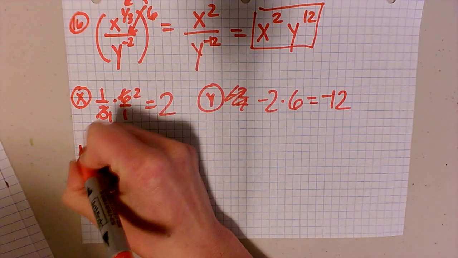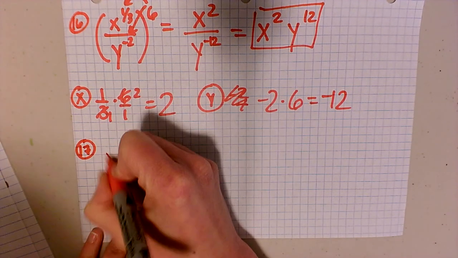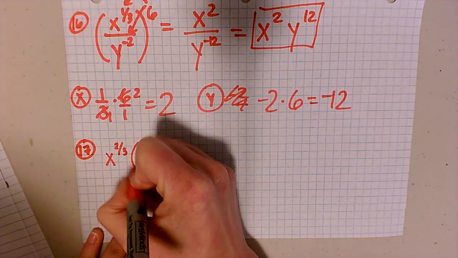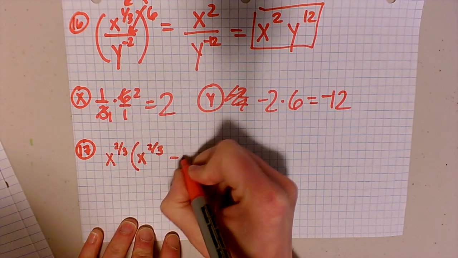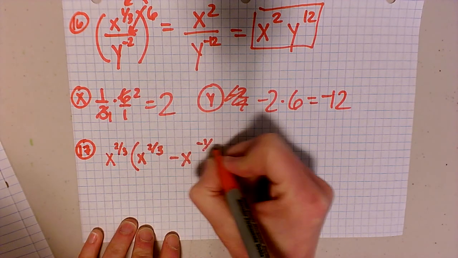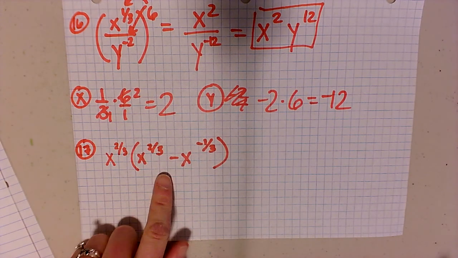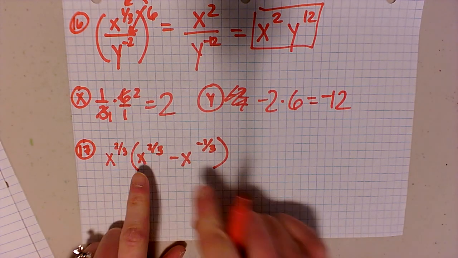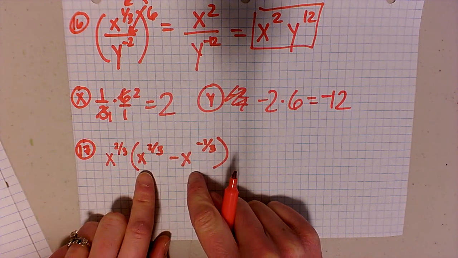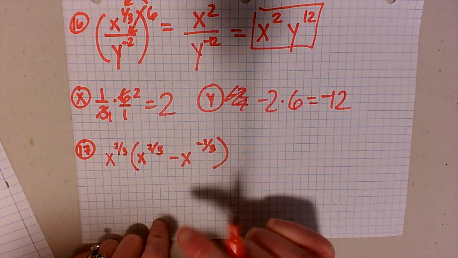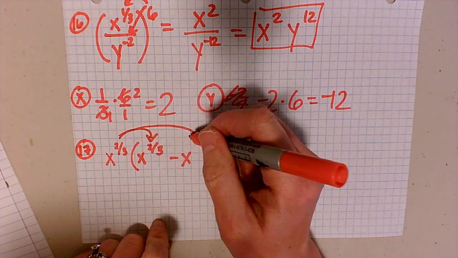So for 17, 17 is a funny looking problem. We have x to the 2/3 times another x to the 2/3 minus x to the negative 1/3. Okay, now we've got this subtraction on the inside. So what that means is we can't combine these two right here because we have that subtraction, even though they're the same base. But this x to the 2/3, we can distribute that across.